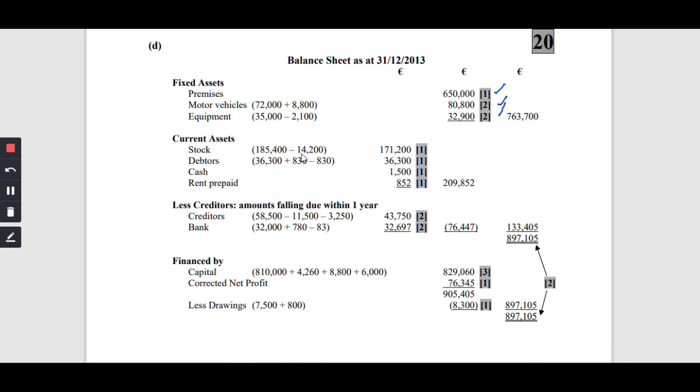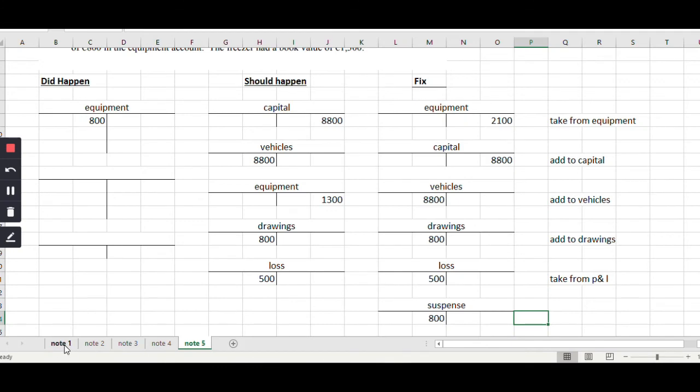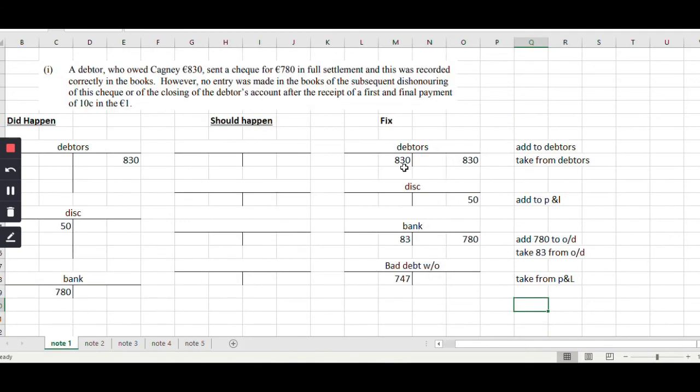Then you have your stock. I mentioned it a minute ago. Your stock figure from the balance sheet, take away your suspense figure. Your debtors figure is your debtors figure from the question, plus 830 minus 830. That came from note number 1. Plus 830 minus 830.